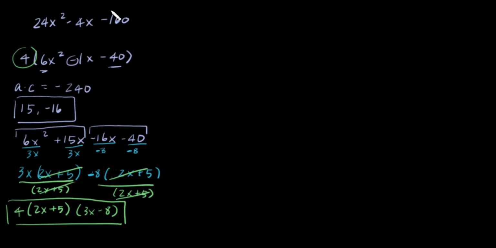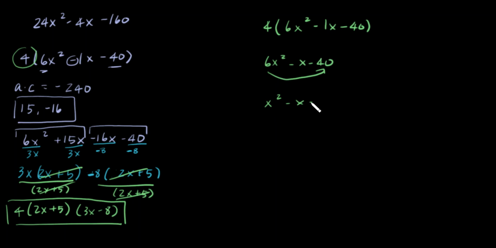Now, back to the other method. We're going to start out with the same trinomial, factor out a 4. Remember, it doesn't work unless you take your GCF out. So I'm going to take that trinomial. I am going to multiply 6 with negative 40. So I get x squared minus x minus 240. And then I have to find factors of negative 240 that, when you add them together, equal negative x. Well, hello. We've already done that.